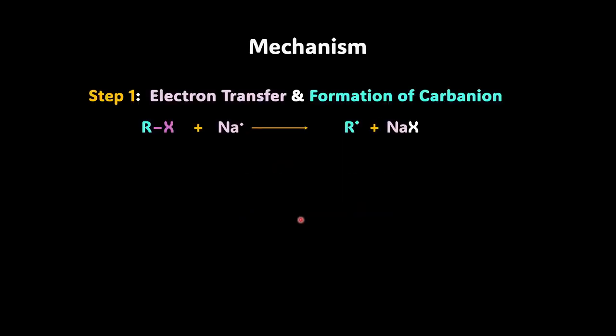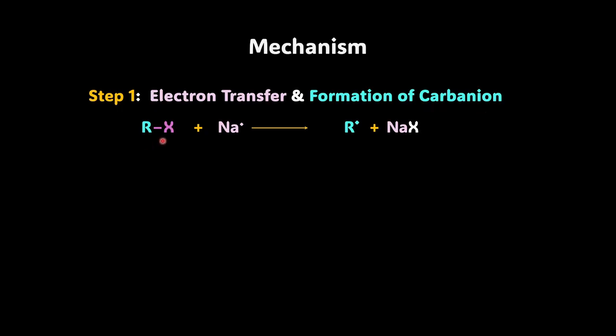Now, this free radical mechanism is just one of the proposed mechanisms. There is another very popular mechanism which involves electron transfer and the formation of a carbanion. So unlike in the previous mechanism where you saw the formation of free radical, here we have the intermediate, that is carbanion, which is formed. Okay, so let's see how it happens.